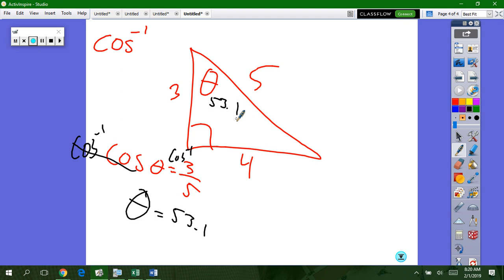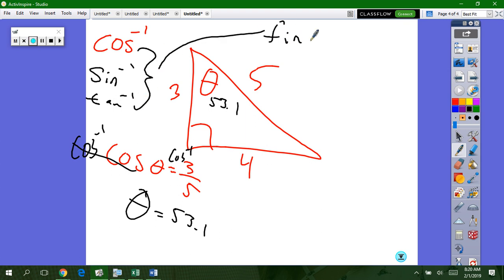So the function of this is to find an angle. These are all to find an angle. That's their purpose. Those will always help us find an angle. Are you guys okay so far? Are we doing all right? Okay.